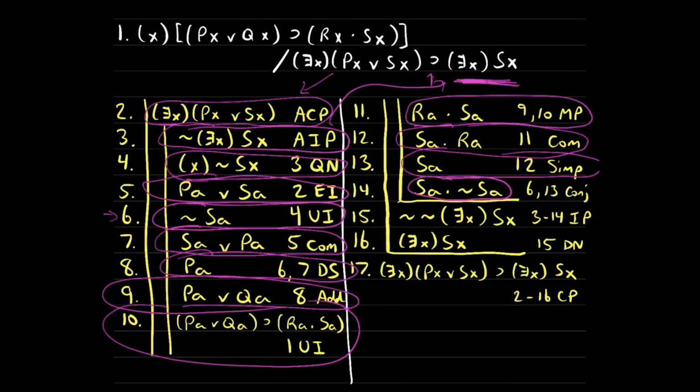I'll use a different color here. I know this is getting a little messy. That allows me to close off our indirect proof sequence inside this inner indented sequence, and that will give me the negation of our initial assumption. Our initial assumption on line 3 was it's not the case that there exists something that's an S. So we conclude the negation of that. It's not the case that it's not the case that there exists something that's an S.